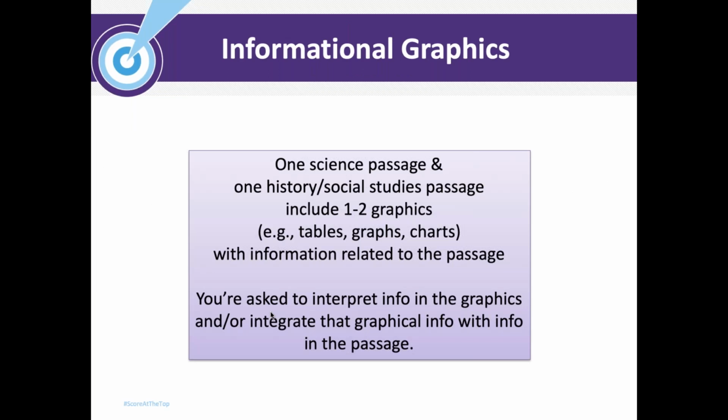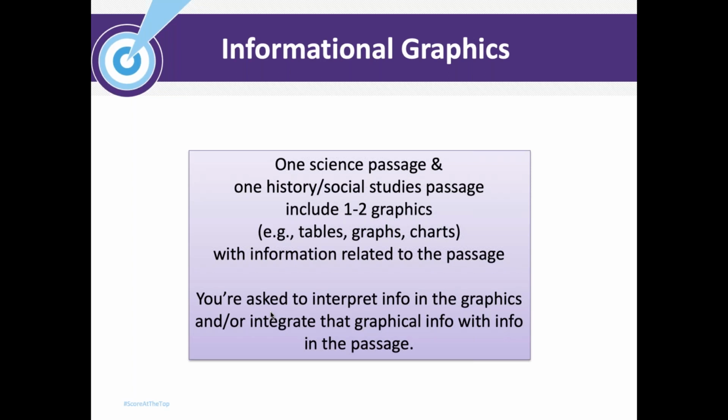All right. Something else that you're going to see on the PSAT are informational graphics. So some form of visual text. They will appear on one science passage and one history and social studies passage. And they can include tables, graphs, charts. You may even see a map. And you're asked 2 different types of questions. The first type of question is just going to ask you to simply interpret the graph. The other is going to ask you to synthesize the information on the graph with what you have just read in the text.